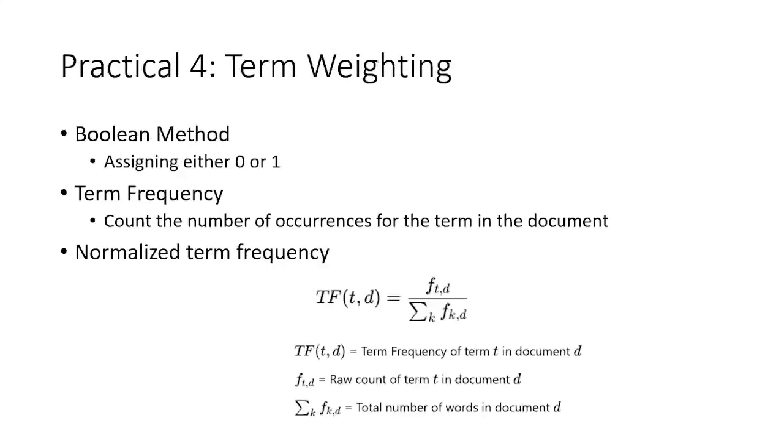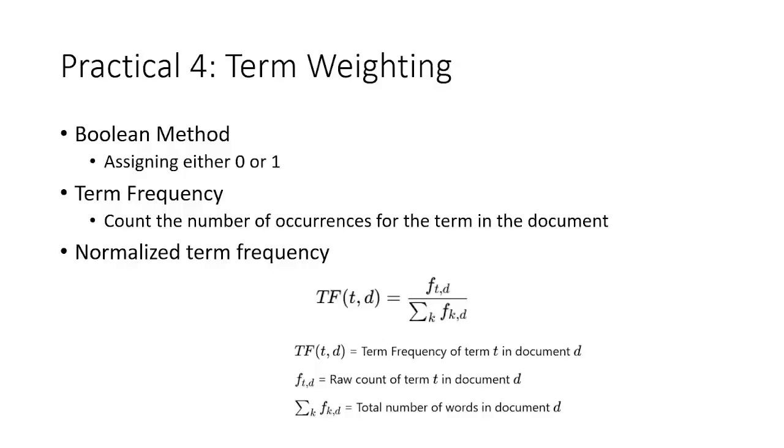As the first method, the Boolean method, by the name itself, denotes that it is going to have a binary value of 0 or 1. We assign 1 to the terms that are present in the document, and 0 to the terms which are not present in the document. So assigning either 0 or 1 is your Boolean method. At the very early stage of information retrieval, they started off with this method.